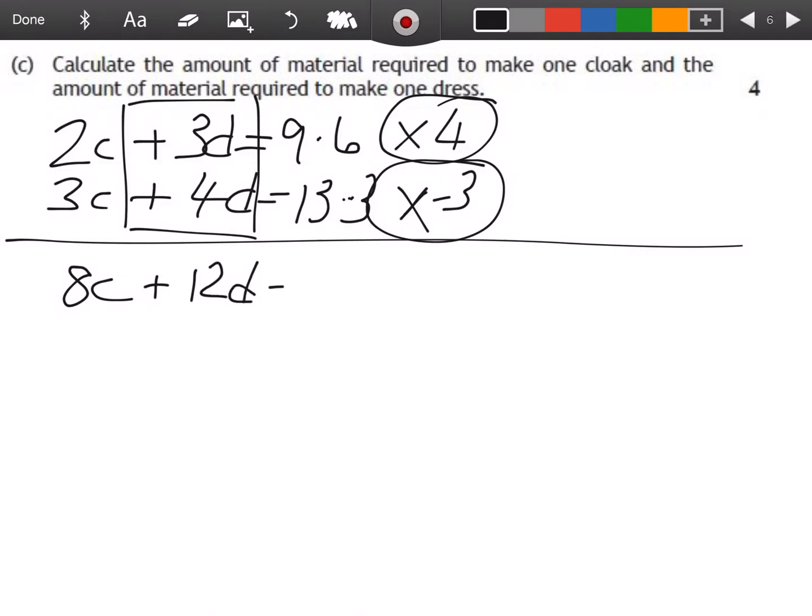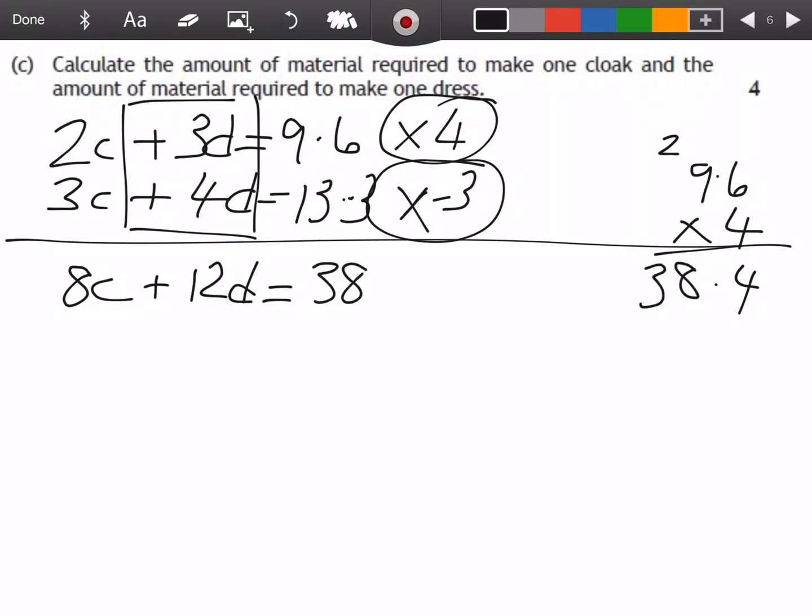8c, 12d, 4 times 9.6. Remember, this is non-calculator. 4 times 9.6, 38.4. Second equation, multiplying by negative 3. 13.3 times negative 3 would be negative 39.9.